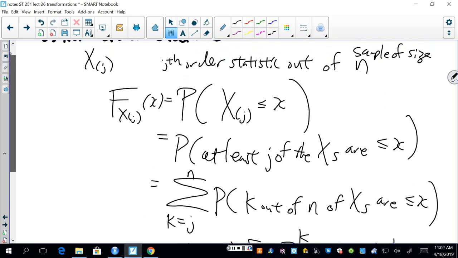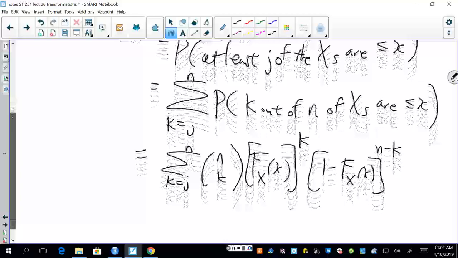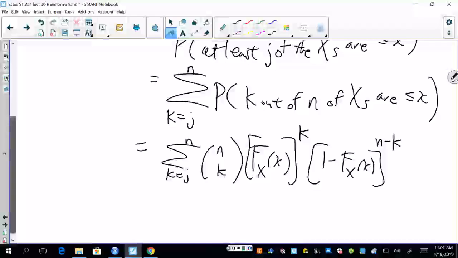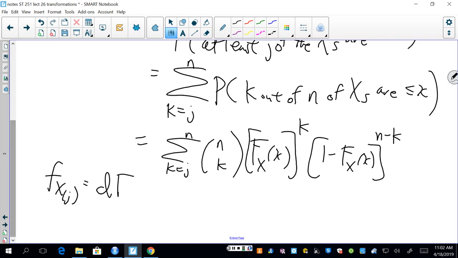So you go through these, thinking about the probability of what it means for something to be less than a value, to have a certain sample split up a certain way, and then put together a combinatoric probability thing. And if you want the density of the jth one, you're going to differentiate that with respect to x. We'll jump to the answer. There's a couple pages of derivation to go through this in the book.